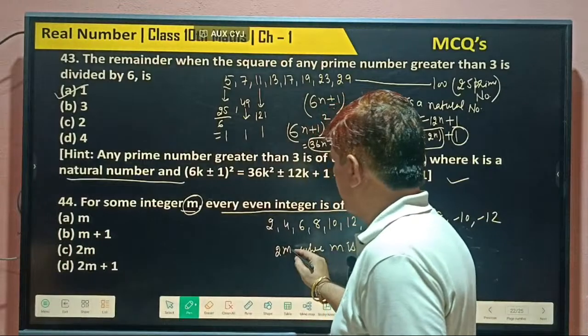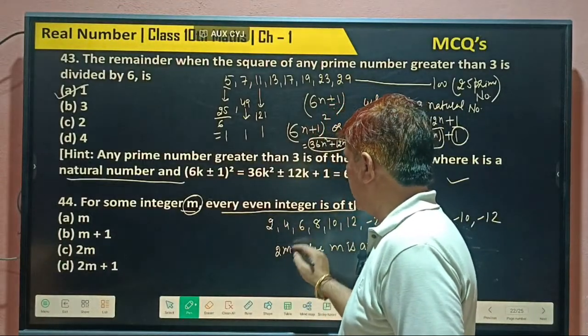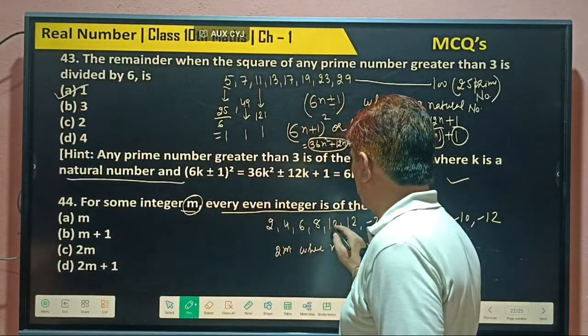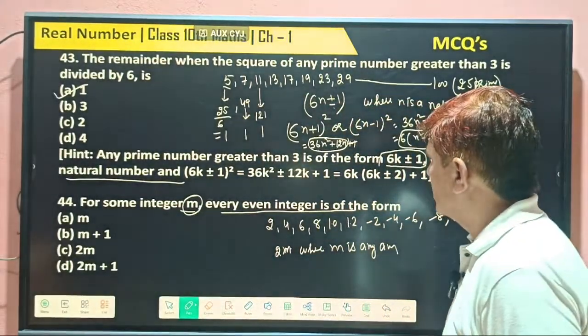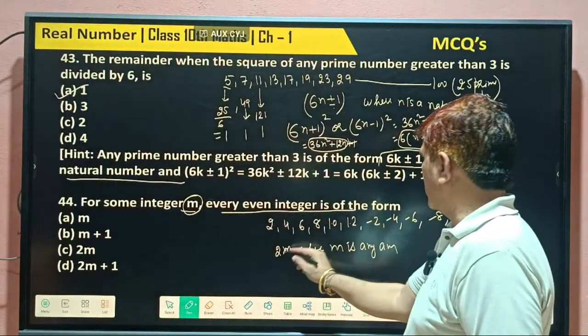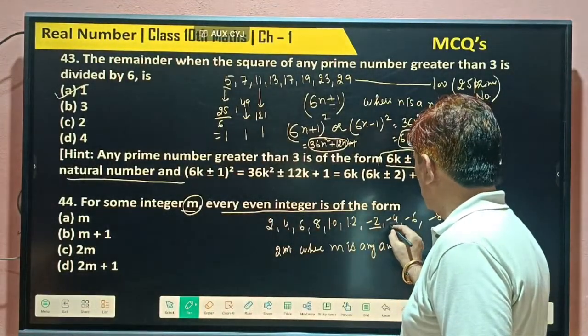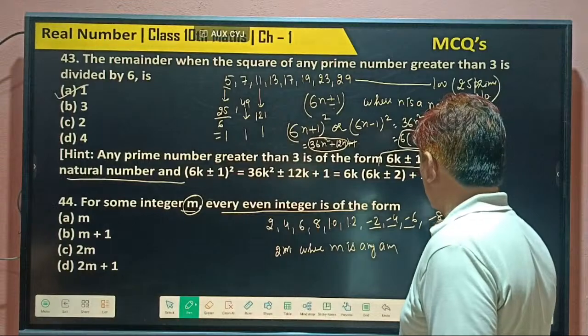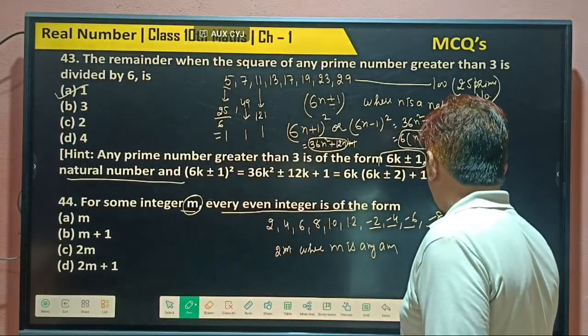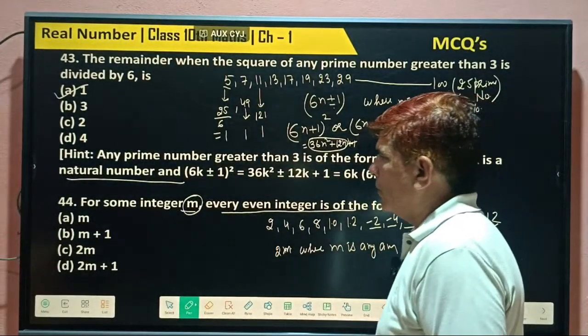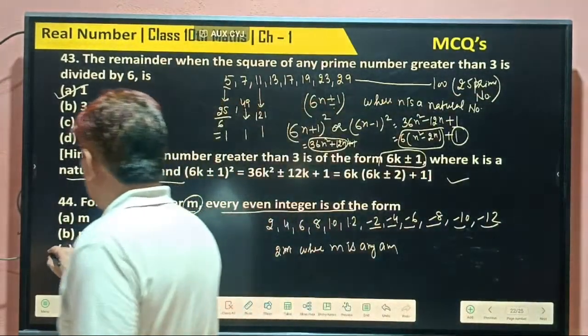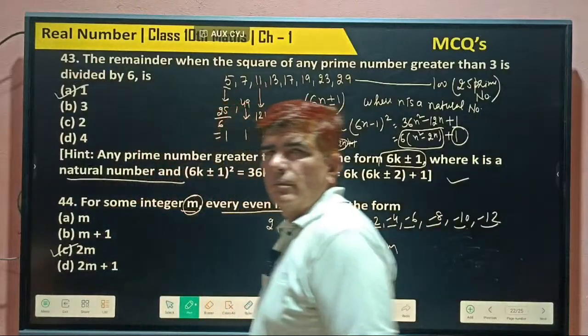So 1 taking 2, 2 taking 4, 3 taking 6, 4 taking 8, 5 taking 10, 6 taking 12, 7 taking 14, 8 taking 16. And if we take minus 1, minus 2, minus 4, minus 3, minus 6, minus 4, minus 8, minus 5, minus 10. So in this way we can write. Got it?